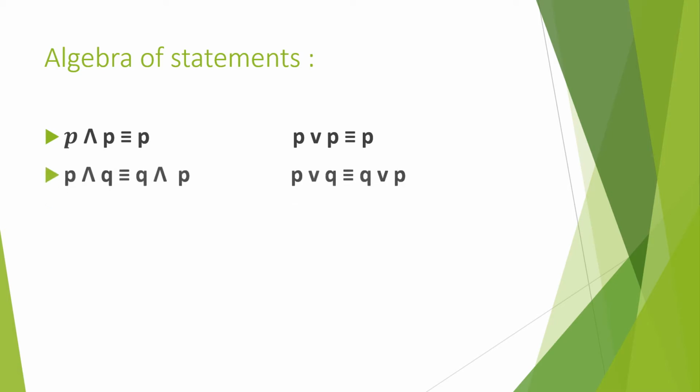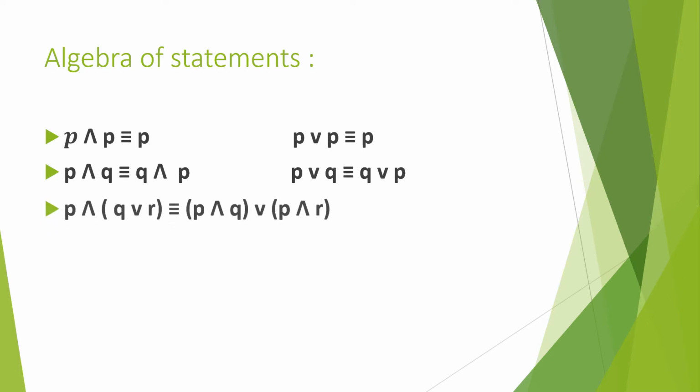Next rule is P and Q is logically equivalent to Q and P, and the other part is the dual of it, that is P or Q is logically equivalent to Q or P. These two are known as commutative laws. Commutative laws means we can interchange the order, like 2 plus 3 is equal to 3 plus 2. So we can interchange P and Q and still the logical equivalence is there.